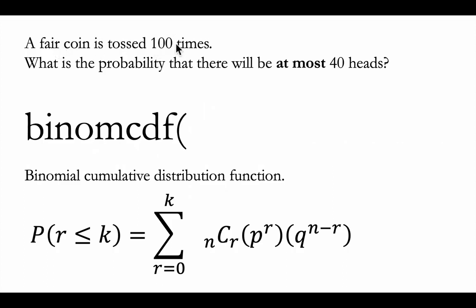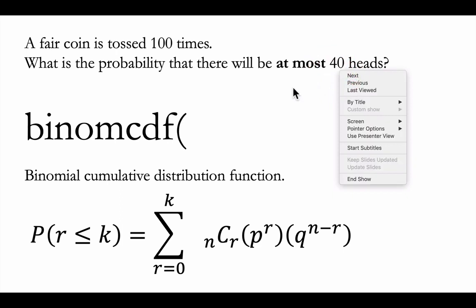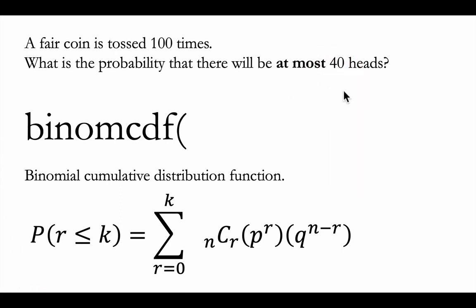A fair coin is tossed 100 times. What's the probability that there will be at most 40 heads? So what does that mean? That means we're looking at the probability of getting 0 or 1 or 2 or 3 or 4 or 5 or 6 or 7, all the way up to 40 heads. And that's the binomcdf function, and we can do that fairly quickly on a graphing calculator.